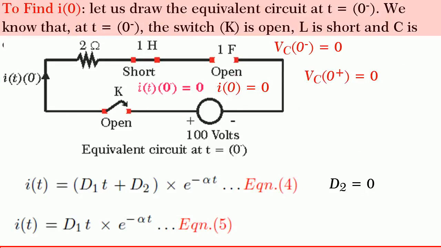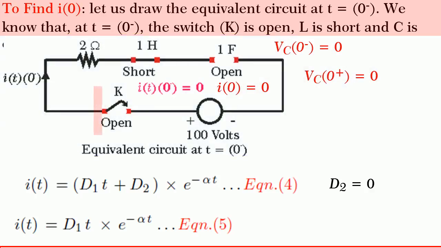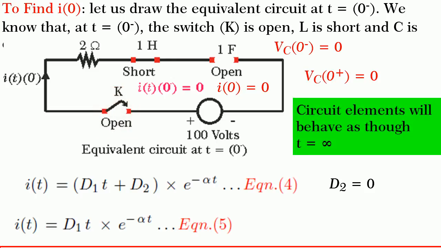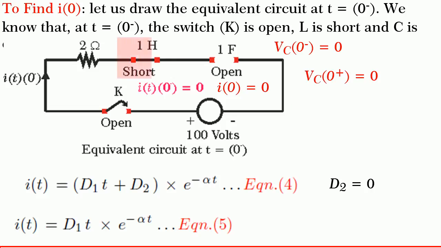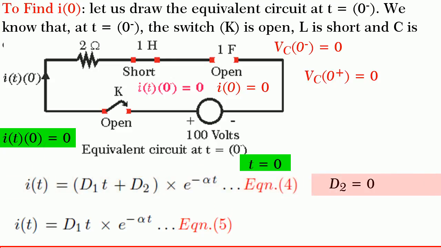To find i(0), consider the circuit at t = 0 minus. The switch K is open and it has remained open for infinite time before closing. So, circuit elements will behave as though they are at t = infinity. Hence, at t = 0 minus, L is short and C is open. So, i(0) = 0 and Vc(0) = 0. By substituting i(0) = 0 and t = 0 in the equation of i(t), we get d2 = 0.